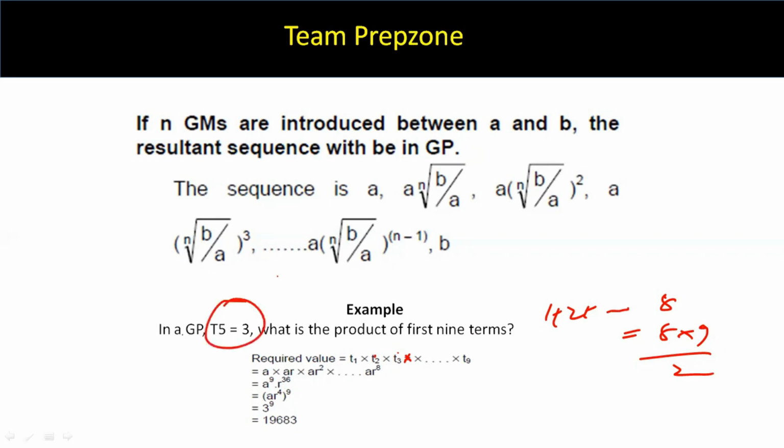अभी फिफ्थ टर्म इज गिवन एज 3. फिफ्थ टर्म क्या होगी, a into r to the power 4 is 3. तो यहाँ पे बस 3 सब्स्टिट्यूट किया, you will get 3 to the power 9.